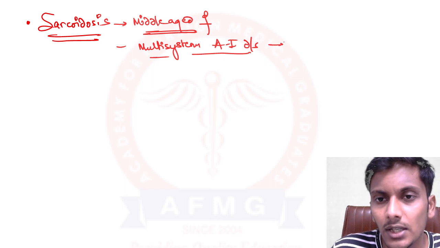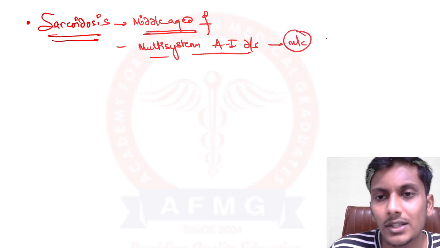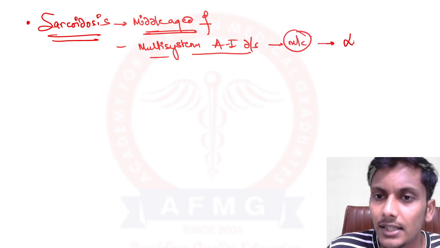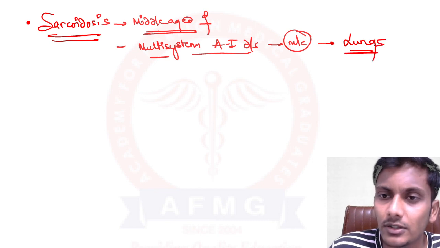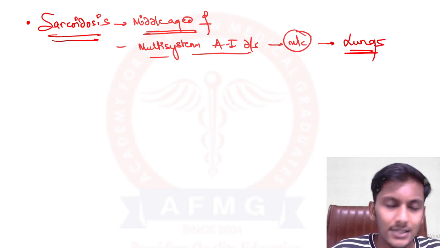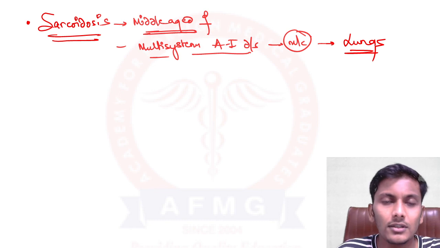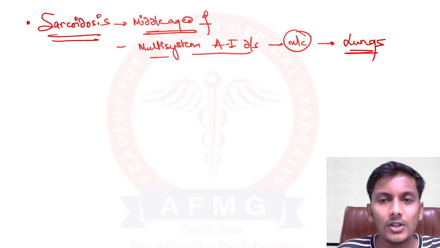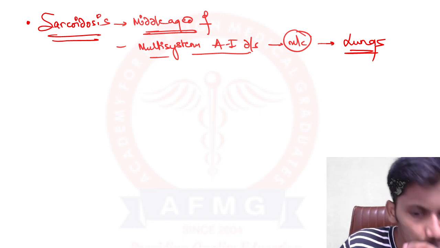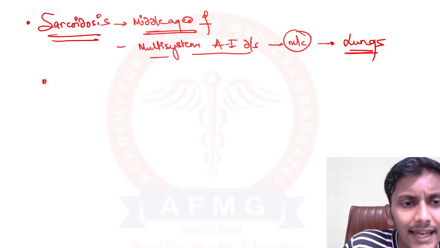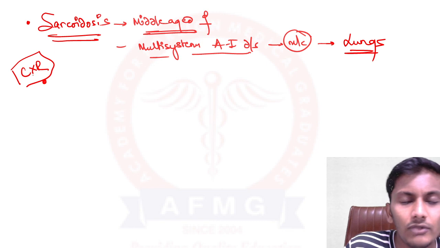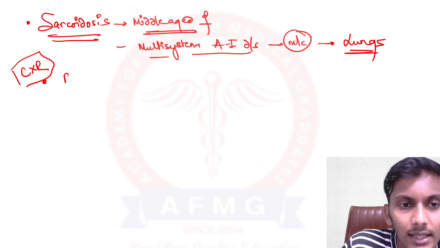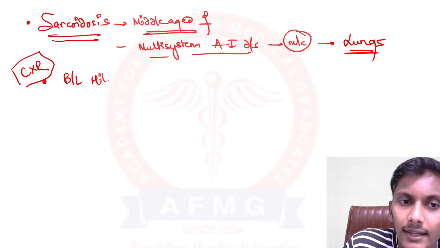They can ask you which is the most common organ or system affected in sarcoidosis. The most common system affected is your lungs, or your respiratory system. Please remember, sarcoidosis is a multi-system disease, but the most common organ affected is the lungs. So what are the characteristic features? If we perform a chest X-ray, what would be seen in cases of sarcoidosis? We can see bilateral hilar lymphadenopathy.